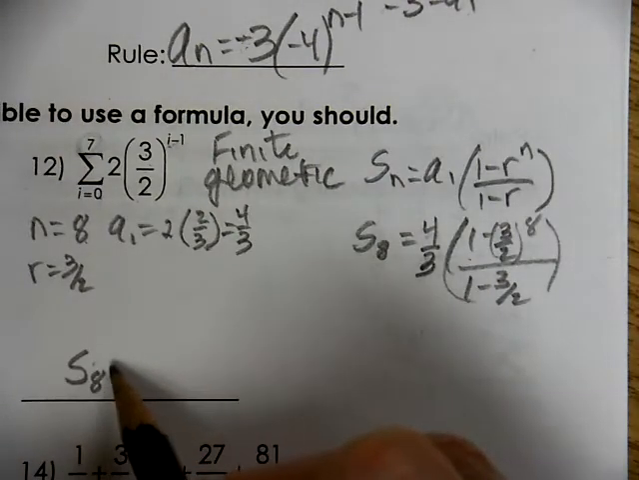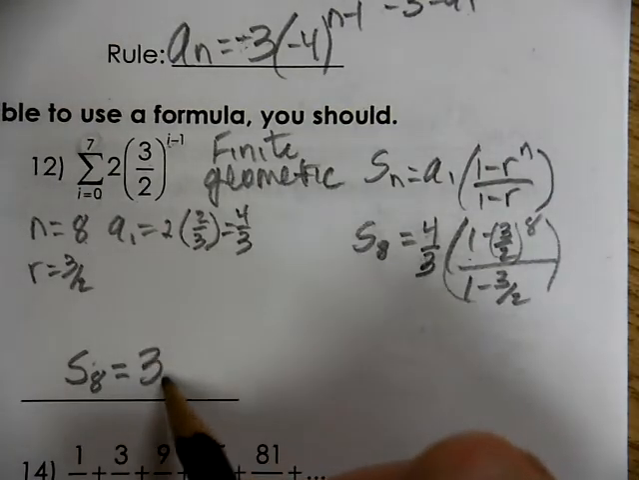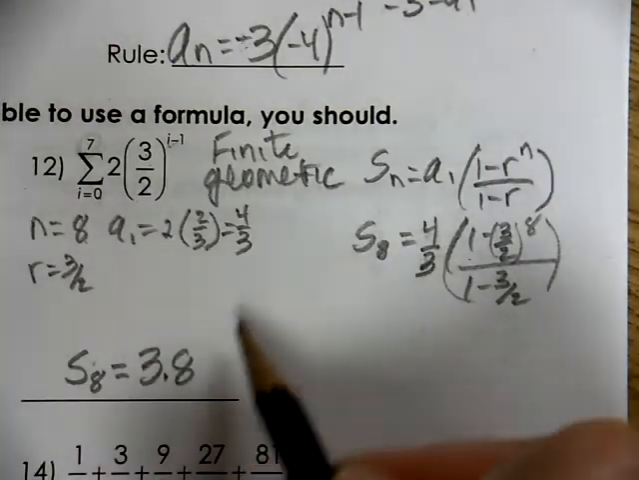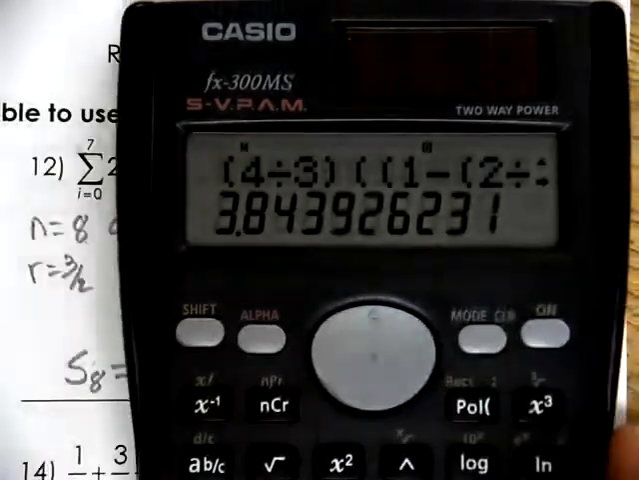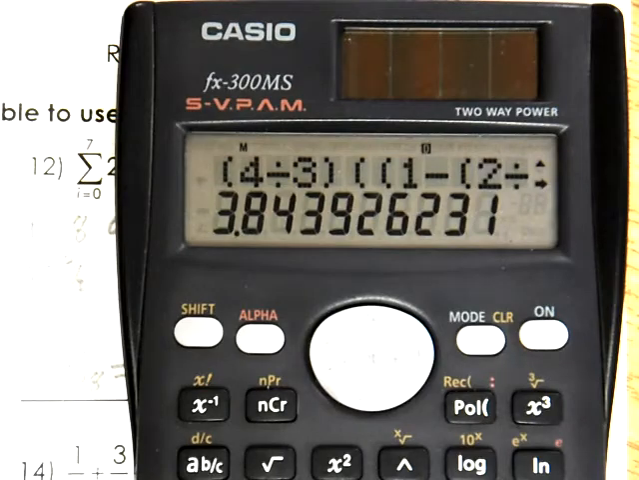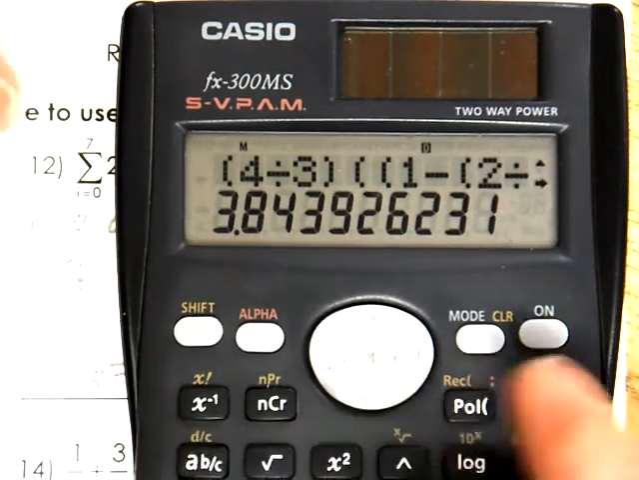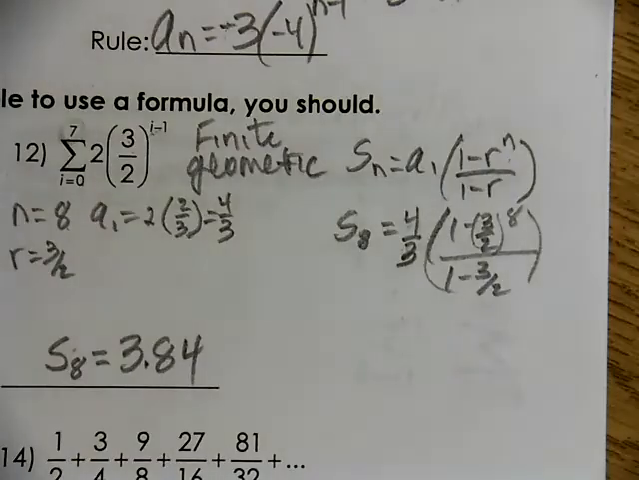So S of 8 equals 3.84. We can take this 3.84, and if we wanted to, we could figure out, oh, it's not liking that this time. So that's the best we've got, 3.84.